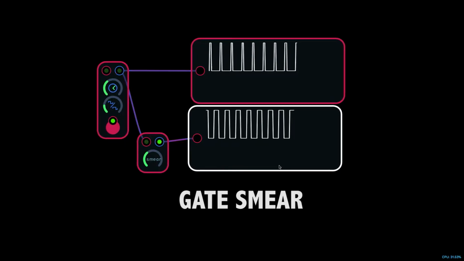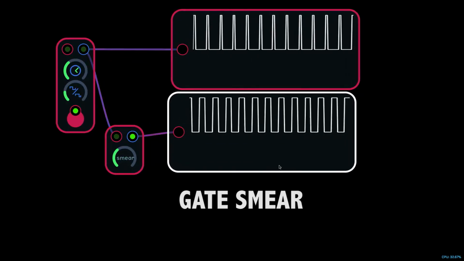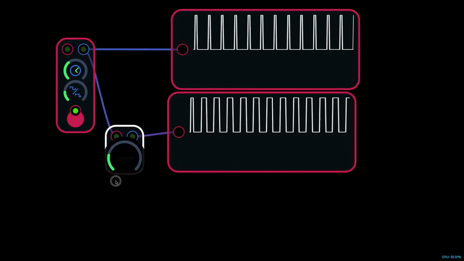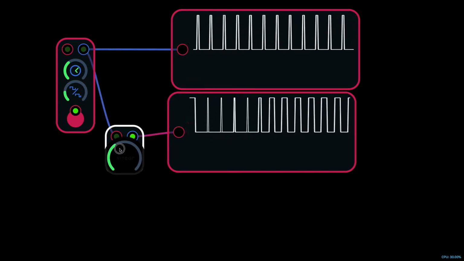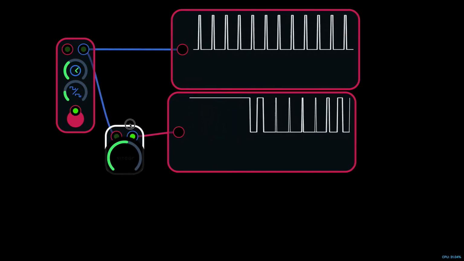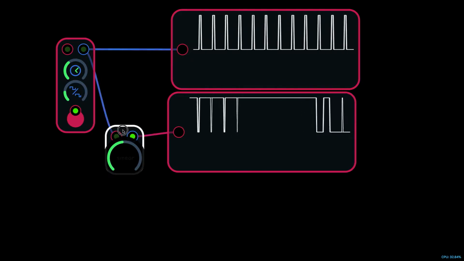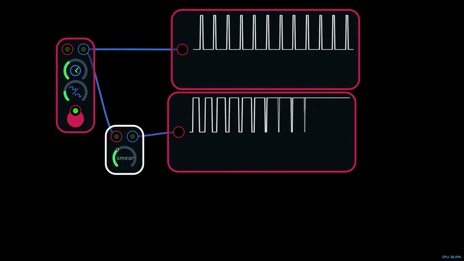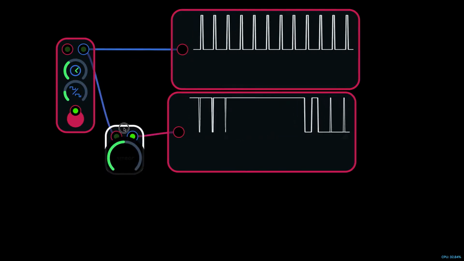And finally for today, the gate smear. The gate smear is a utility that allows you to change the duty cycle of your clock after the fact. As I mentioned, the clock divider doesn't have the same duty cycle because it's just letting one of every so often gates pass through. So if you wanted to make that longer, the gate smear is a great way to go about it.